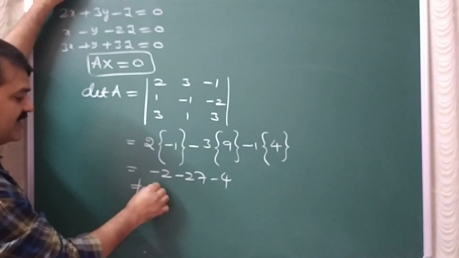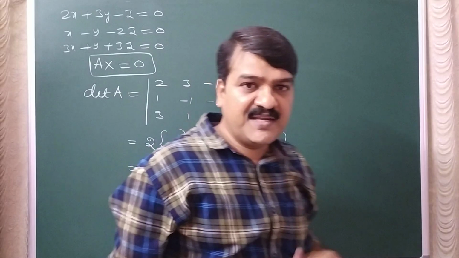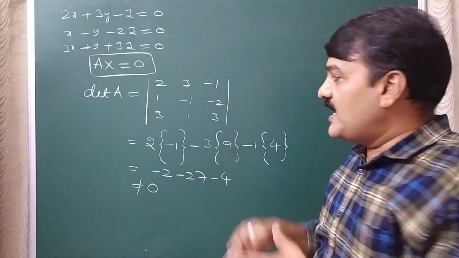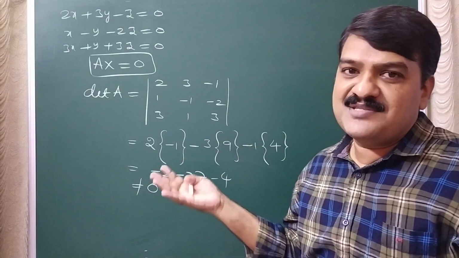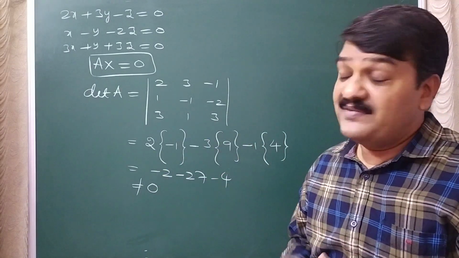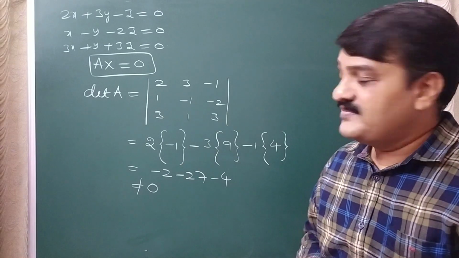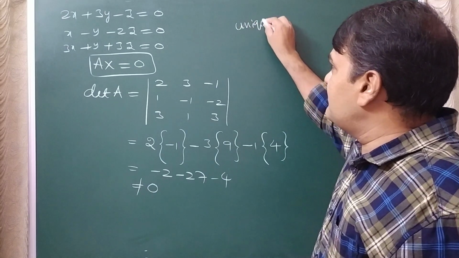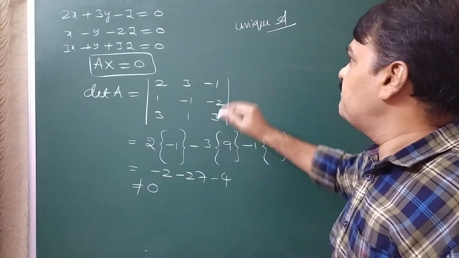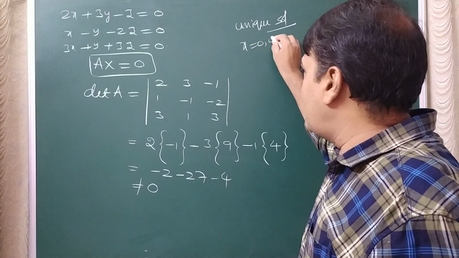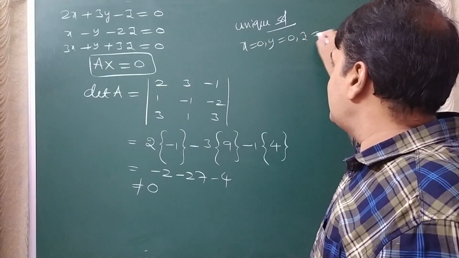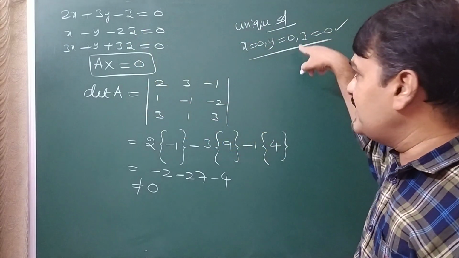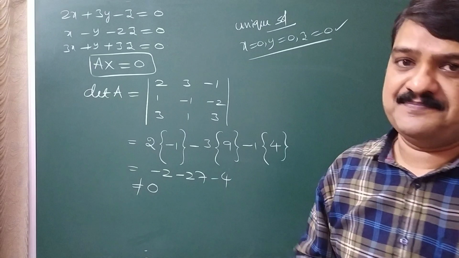Clearly det A is not equal to 0. So det A is not equal to 0 means the system has a unique solution. And the unique solution is always x0, y0, z0. So why solve? Even without solving we can say. So det A is not equal to 0, that means the system has a unique solution, and the unique solution is always x0, y0, z0 only for homogeneous. Therefore, we can find the solution directly from det A.